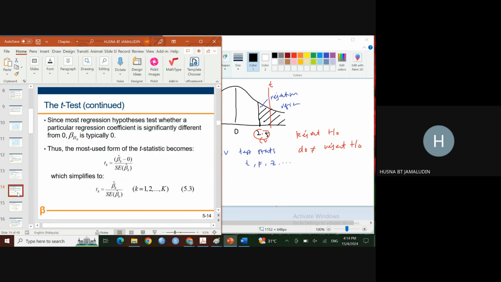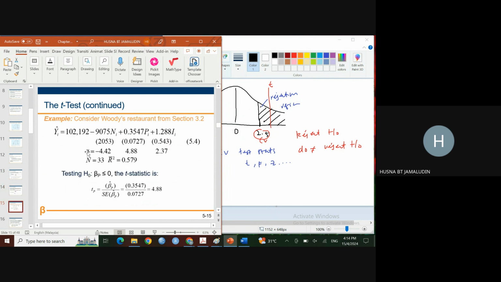So to simplify the equation, what you're going to write for your test statistic is beta hat minus 0 over the standard error of the beta hat. But it's 0, you minus 0, so just ignore it. So you just put test statistic equals beta hat over standard error of the beta. Well, this is just what we call the technical part of it.